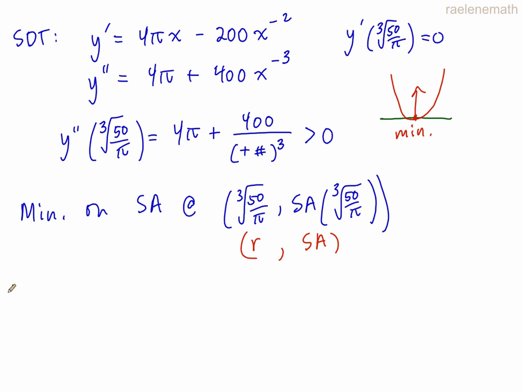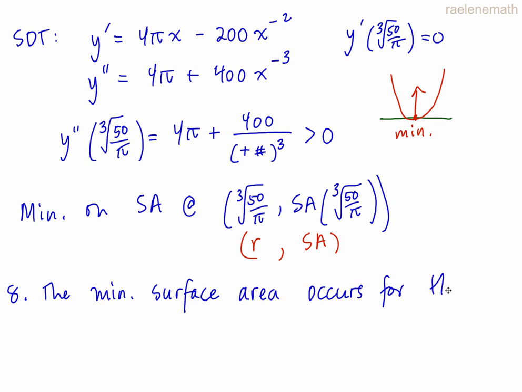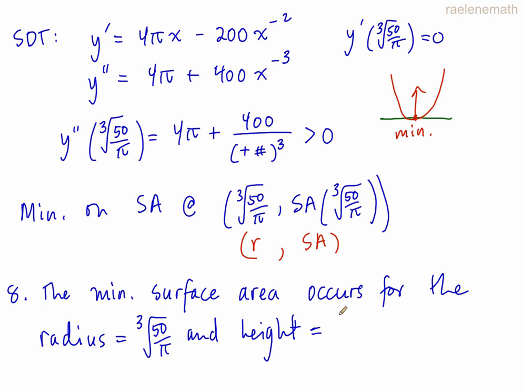And so in step 8, in order to answer the question, we would say the minimum surface area, which we were not asked to calculate, occurs for the radius equal to the cube root of 50 over pi and the height of 100 divided by pi times the cube root of 50 over pi, which is 50 over pi to the 1/3, and then we square that radius.